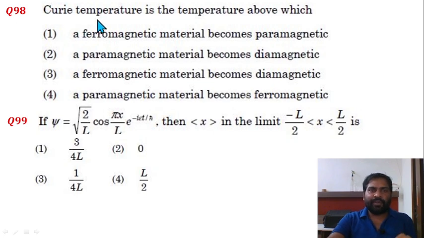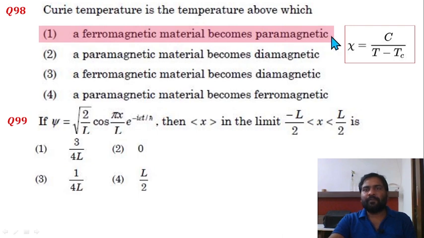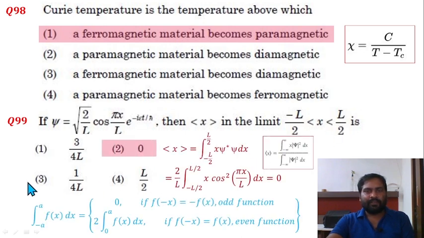Question 98. Curie temperature is the temperature above which a ferromagnetic material becomes paramagnetic. Below that it is ferromagnetic and after that it is paramagnetic. Question 99. If psi equal to square root 2 by L cos pi x by L e raised to power minus i epsilon t divided by h cut, then expectation value of x in the limit minus L by 2 less than x less than L by 2 is? So just calculate it, and it is going to be an odd function, that's why value is 0. The option 2 is correct here.